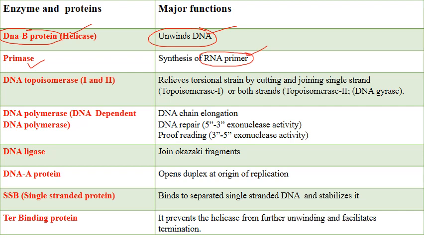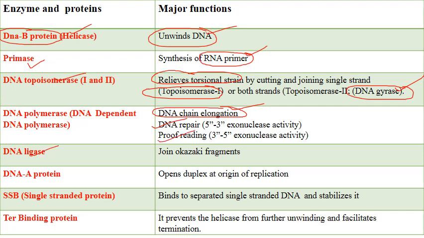Then comes DNA topoisomerase 1 and 2. This enzyme basically helps in removal or relaxation of torsional strain which is developed behind the replication fork due to unwinding of DNA. So it relieves torsional strain by cutting and joining a single strand, that is topoisomerase 1, or both strands by topoisomerase 2, which is also known as DNA gyrase. Next, DNA polymerase, which helps in DNA chain elongation. Basically, it helps in polymerization of the new strand of DNA that is formed. And it also has DNA repair activity and proofreading activity.